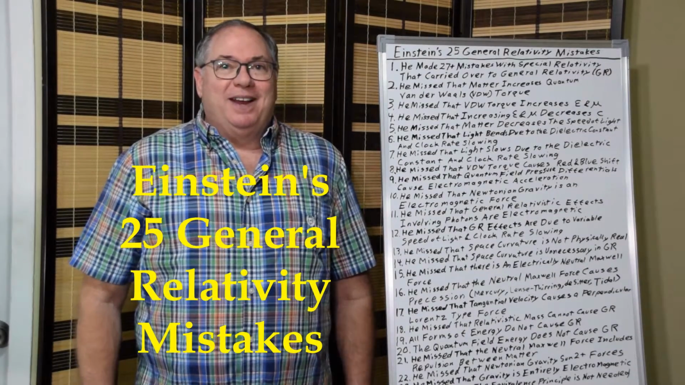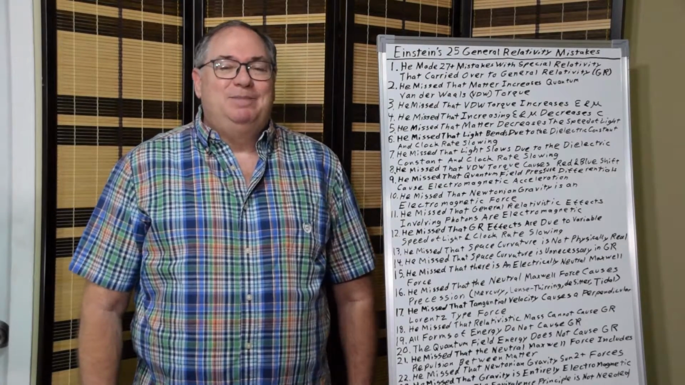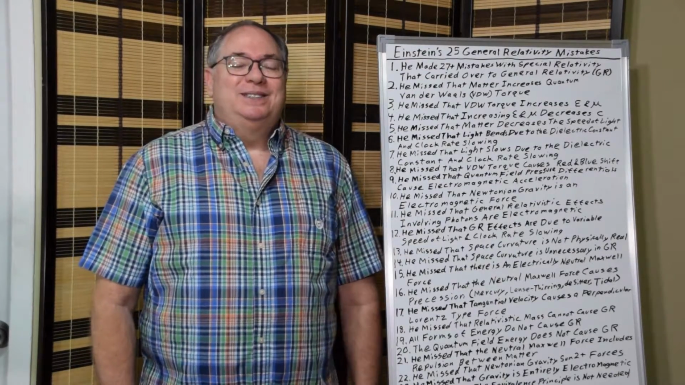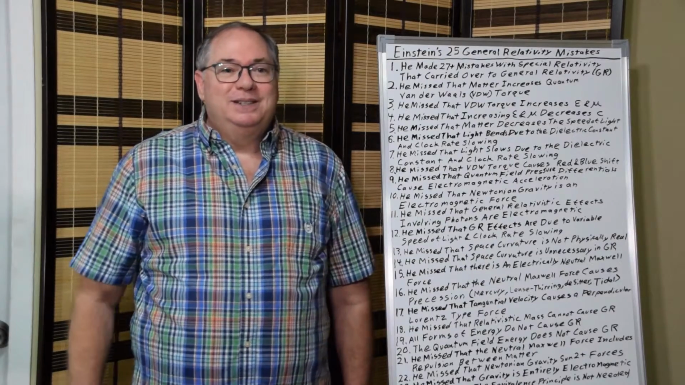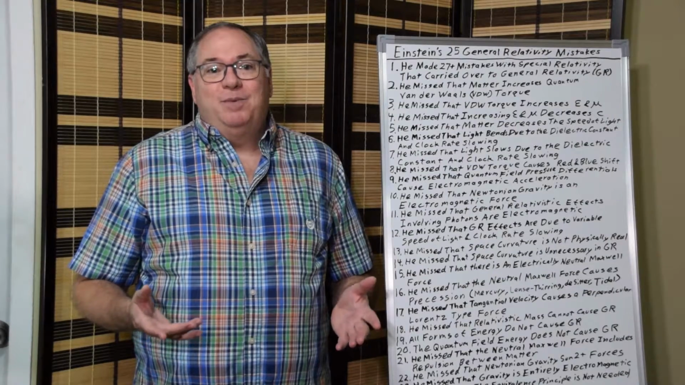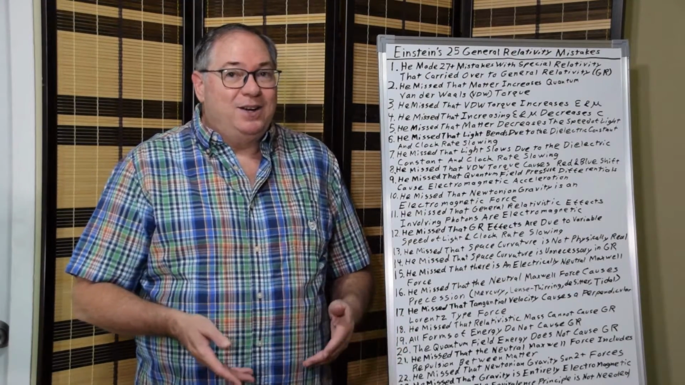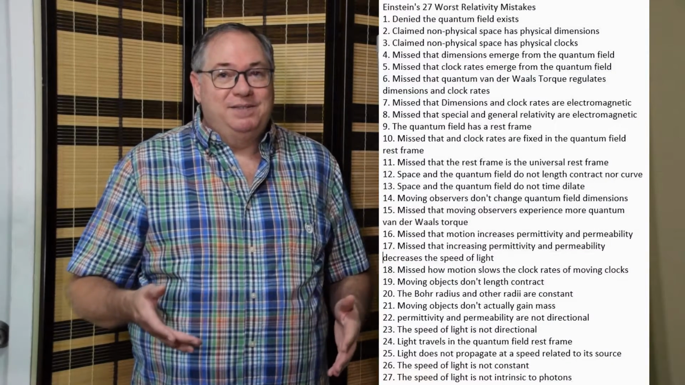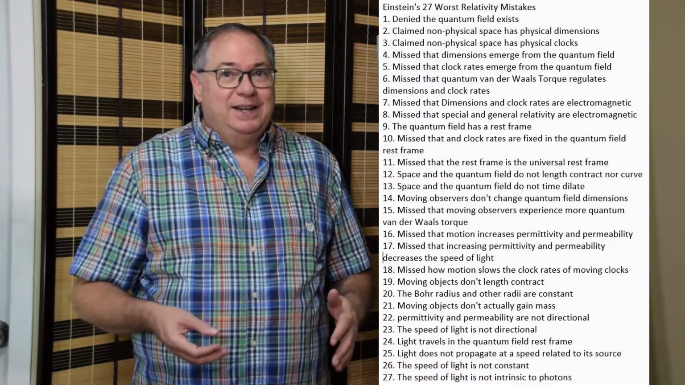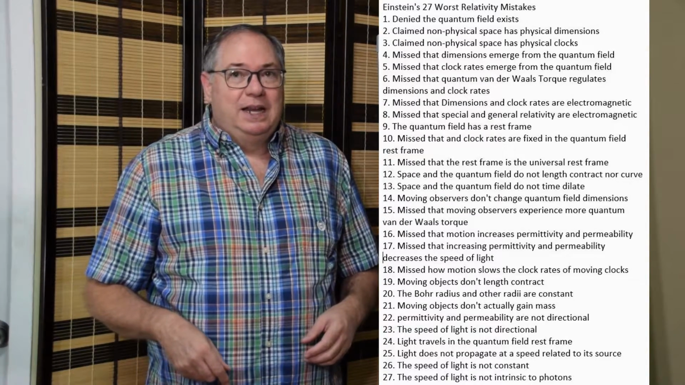Today I'm going to talk about Einstein's 25 general relativity mistakes. And actually there are a lot more than this, but that's all I could fit on the board. To begin with, mistake number 1 is the 27 plus mistakes that I talked about in my special relativity talk about Einstein's 27 greatest special relativity mistakes.